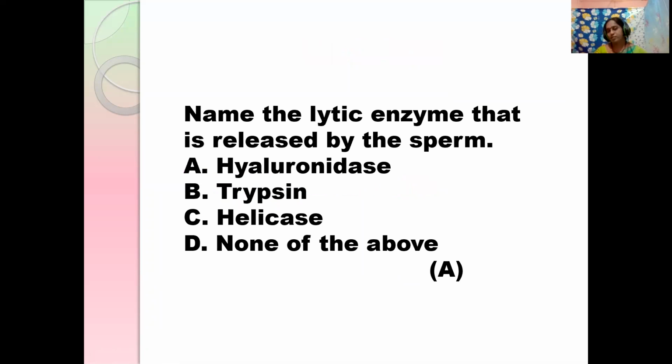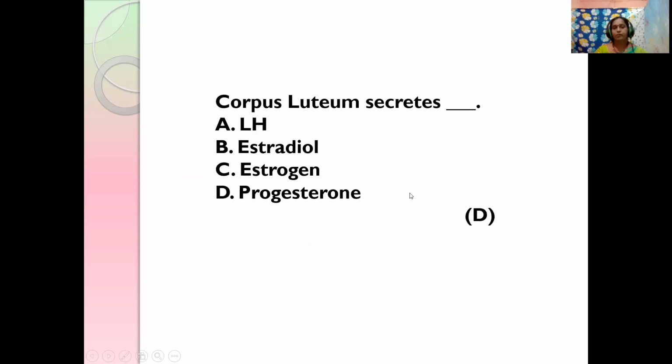Here are a few questions which are probably asked in your competitive examinations. Name the lytic enzyme that is released by the sperm. The options are hyaluronidase, trypsin, helicase, none of the above. The right answer is A. Corpus luteum, what does it secrete? Whether it is luteinizing hormone, estradiol, estrogen, or progesterone. It is progesterone secreted by the corpus luteum.